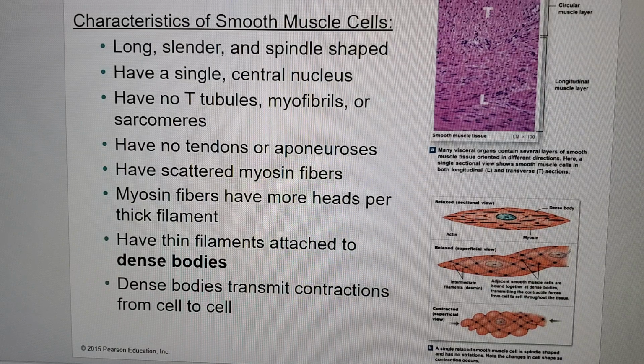Chapter 11, we're going to begin with the actual muscle organs.